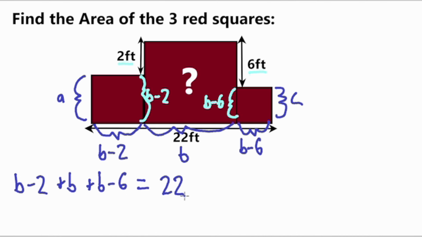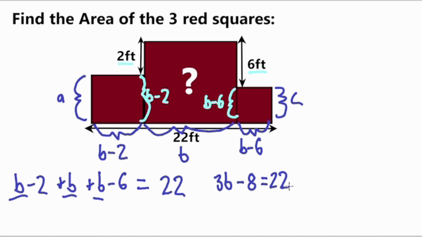So how do we solve for B? What we can do is put all the like terms together, so all the B's together and all the whole numbers. How many B's are there? There are 1, 2, 3. So it will be 3B. And now put the whole numbers together. So negative 2 minus 6. Always make sure and be careful with your negatives. Negative 2 minus 6, that would be what? Negative 8. And this is equal to 22.